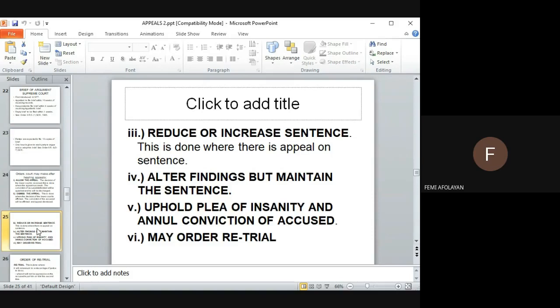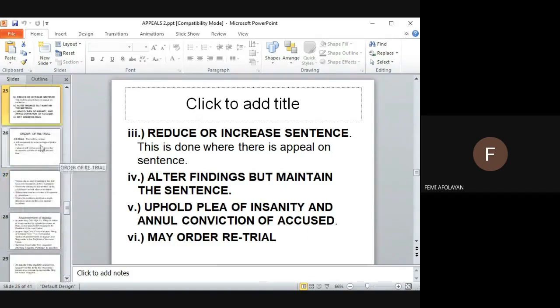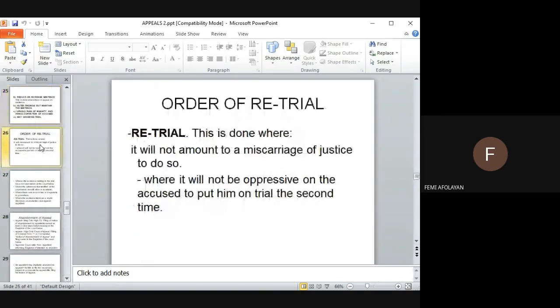Then the court may also order rehearing. The court may order rehearing of the whole matter. Order for retrial. These are the cases or occasions where the court may order a retrial.